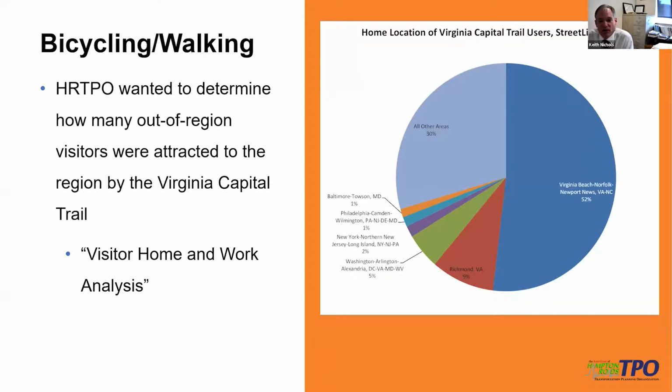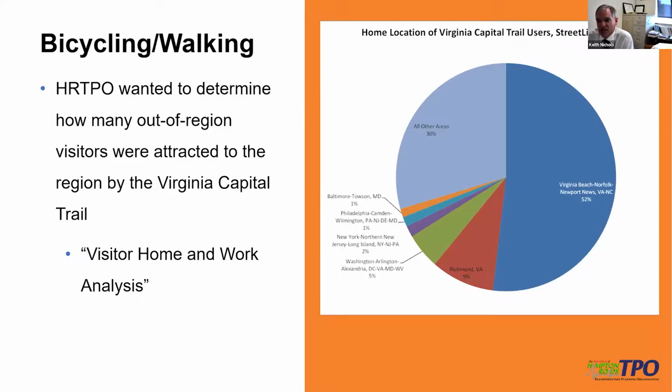What we wanted to know was what kind of dollars we are bringing into the region with this tourist attraction, and how we could apply this to other areas in our region if we built other multi-use paths, whether it's a Birthplace of America trail or Hampton Roads Trail. What are some of the benefits you could expect in terms of tourism dollars coming to your region? As part of this, we used StreetLight data to determine how many out-of-region visitors were attracted to Hampton Roads solely by the Virginia Capitol Trail.